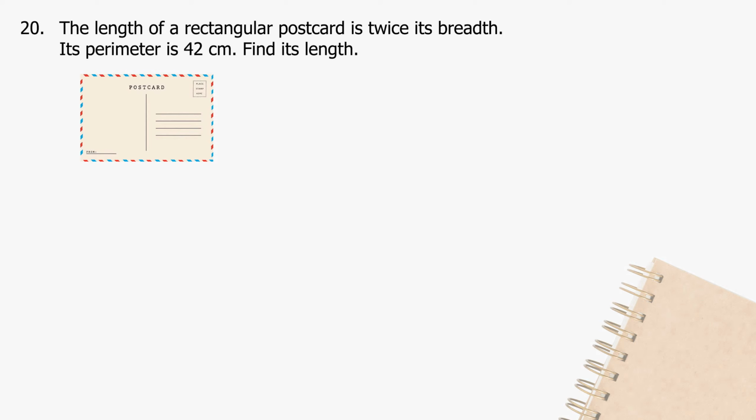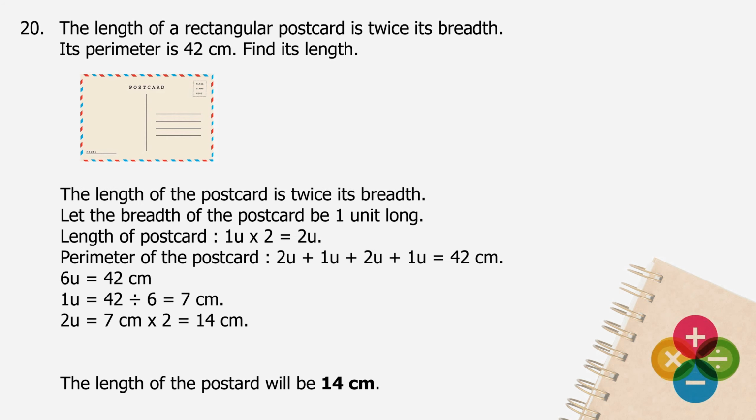Question 20. The length of a rectangular postcard is twice its breadth. Its perimeter is 42 centimeters. Find its length. The length of the postcard is twice its breadth. Let the breadth of the postcard be 1 unit long. The length of the postcard will be, multiply 1 unit by 2, and the length is 2 units. The perimeter of the postcard will be, add 2 units to 1 unit, to 2 units, and to 1 unit, and is equal to 42 centimeters.